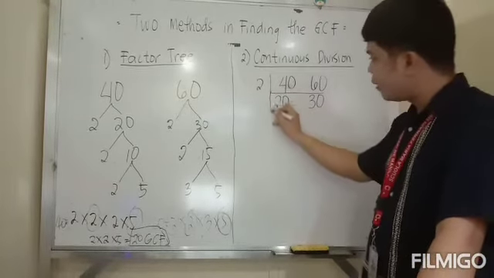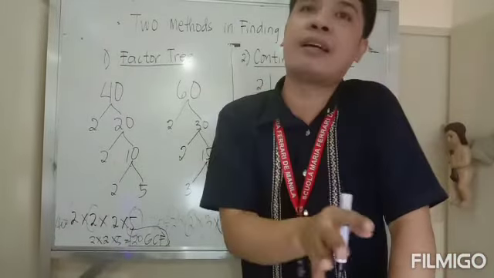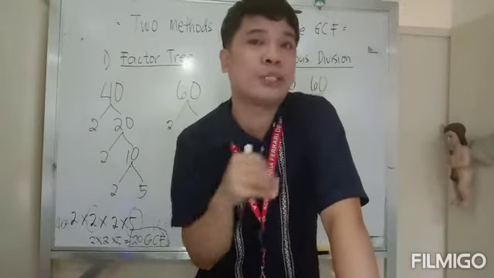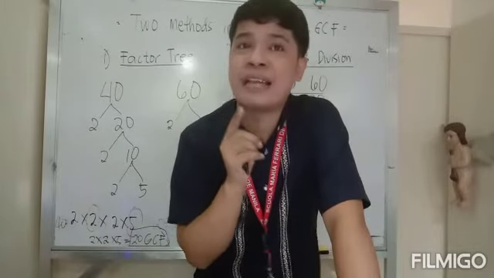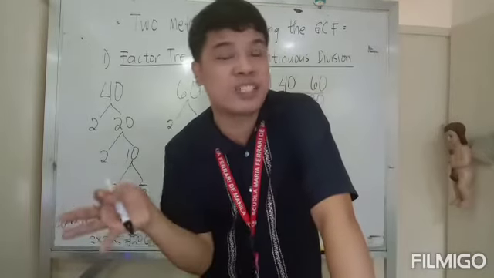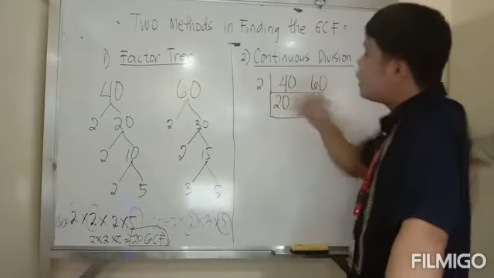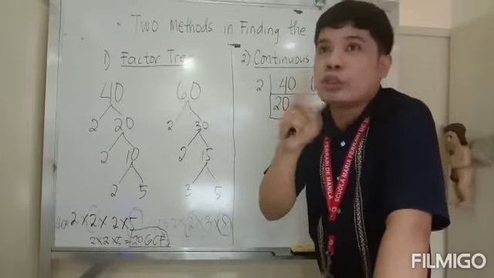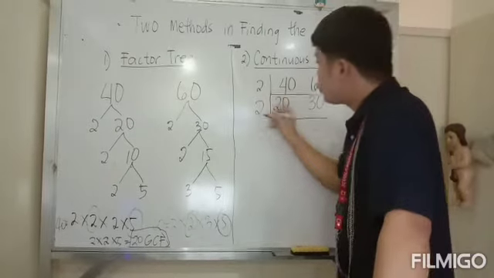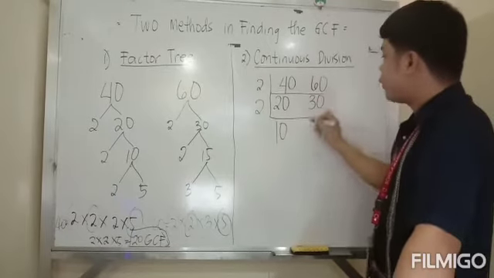Now you will make another line like that, and then do the same thing. You will think of another prime number or prime factor which is divisible by both numbers. Do not stop until you have reached a prime number or one, or a number which is not divisible. So we have here 20 and 30. 2 is the smallest prime number and divisible by 20 and 30, so we will use 2 there. 20 divided by 2 is 10. 30 divided by 2 is 15.